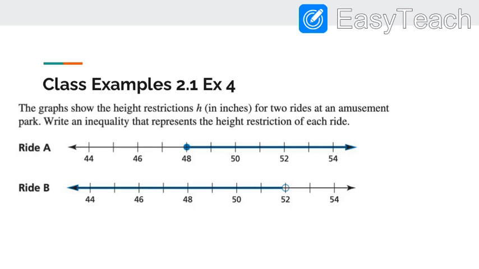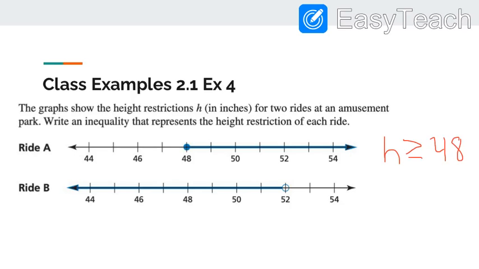Okay. This type of word problem shows height restrictions, so all we want to do is convert this word problem to inequalities. So for ride A, we notice that our number is 48, so 48 must be one of our things. We have h as our variable, so we have h. The dot is filled in, and the numbers are getting bigger. So it would be h is greater than or equal to, and it's or equal to because this was filled in.